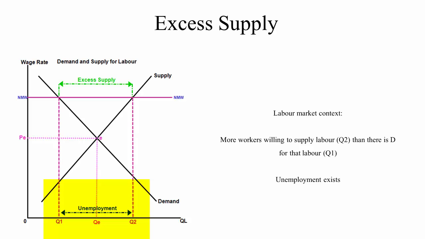There'd be Q2 labour supplied because a higher wage incentivises workers to want to work because they gain more income from that work. But it means that only Q1 labour is demanded because this will push up firms' costs of production and therefore reduce the demand for labour at that wage rate. So we refer to the excess supply here, the difference between Q1 and Q2, as unemployment, and that's how we refer to excess supply in labour markets.